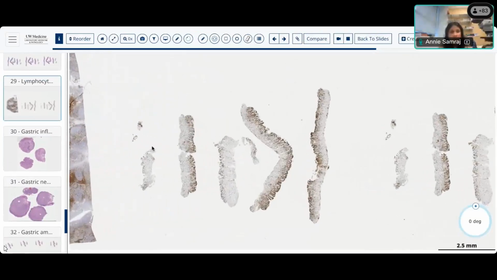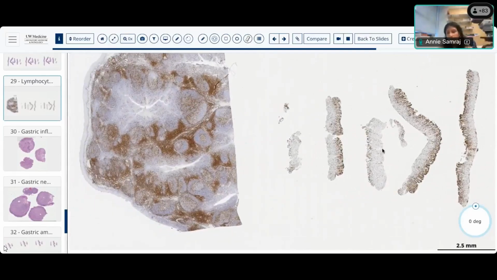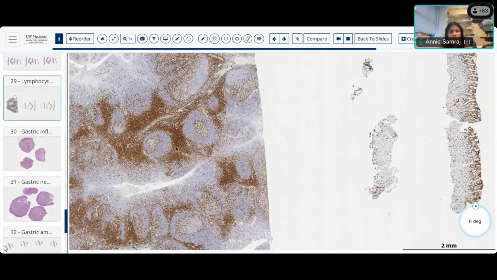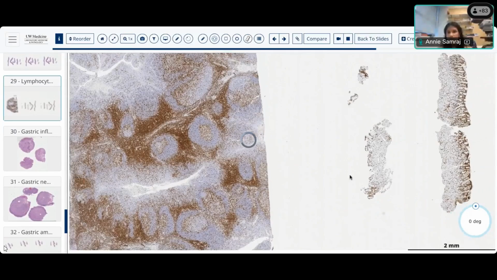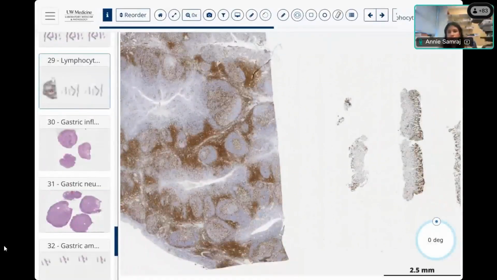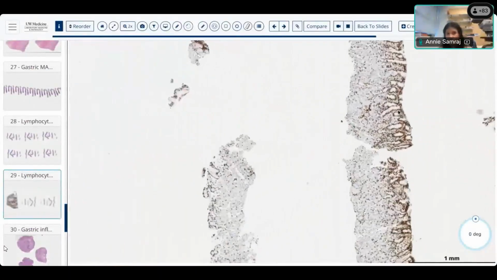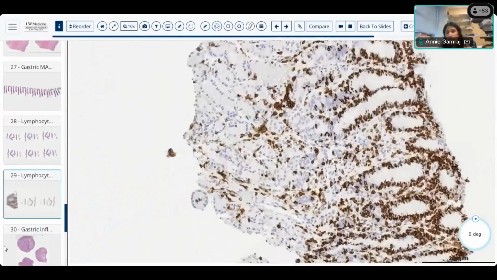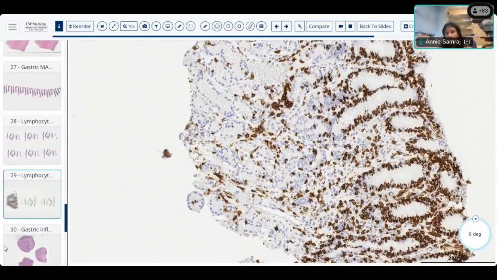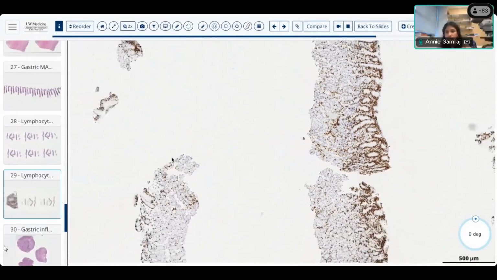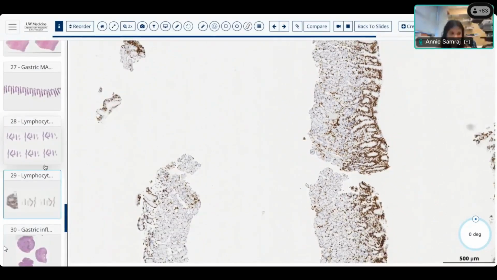And here is a CD3 IHC. Here's our control, and it's labeling T cells. Then if you look at the test tissue, you can see that there are way too many T cells in the epithelium. You can see a lot more than you saw with the H&E. So this is a condition of lymphocytic gastritis.